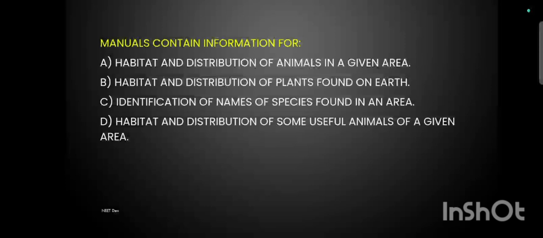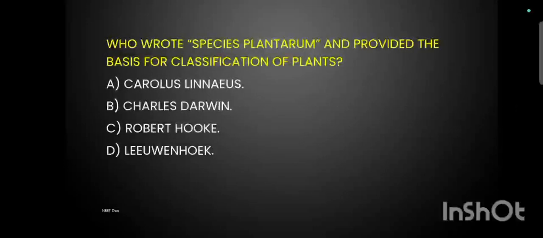Question: Manuals contain information for option A, habitat and distribution of animals in a given area. Option B, habitat and distribution of plants found on earth. Option C, identification of names of species found in an area. Option D, habitat and distribution of some useful animals of a given area. So the answer is C, that is identification of names of species found in an area. Question: Who wrote Species Plantarum and provided the basis for classification of plants? The answer is Carolus Linnaeus.